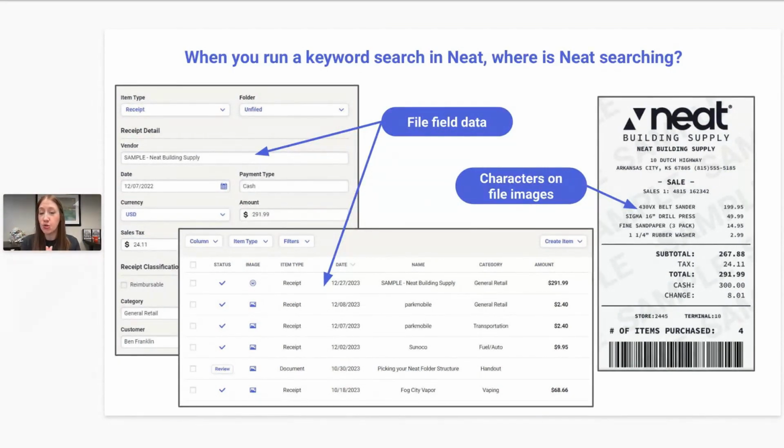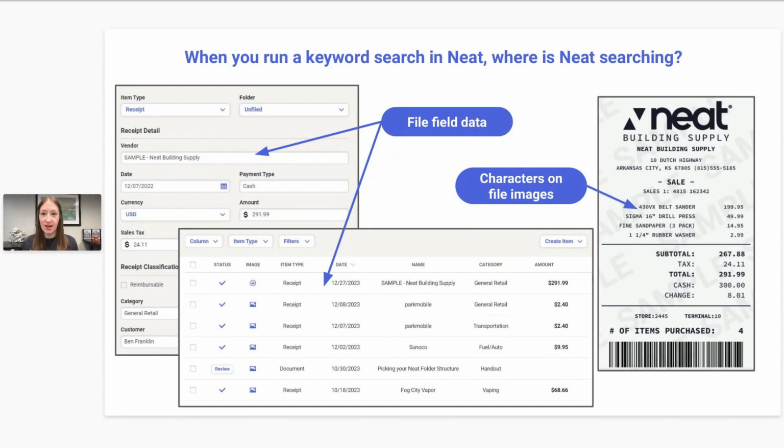It also looks through all of your file field notes as well. So if you take any notes on your files, notes will also be searchable. The second place Neat searches is your actual file images. Neat looks for matching characters, words, and numbers from your actual file images.